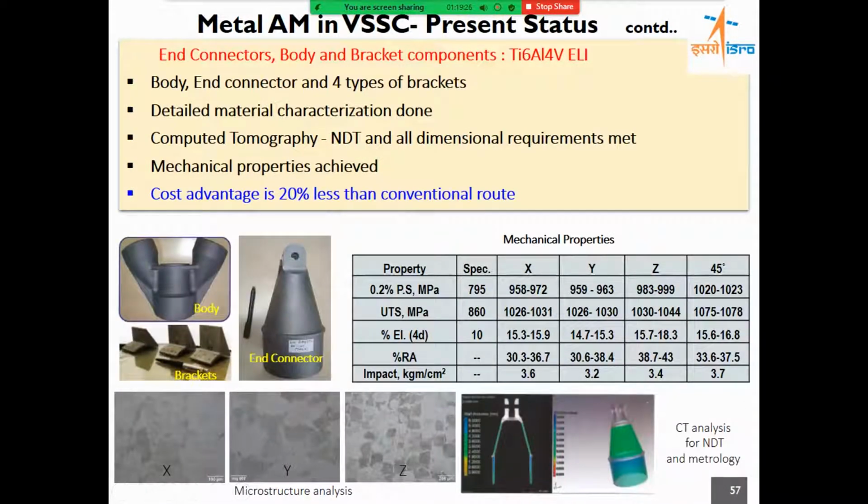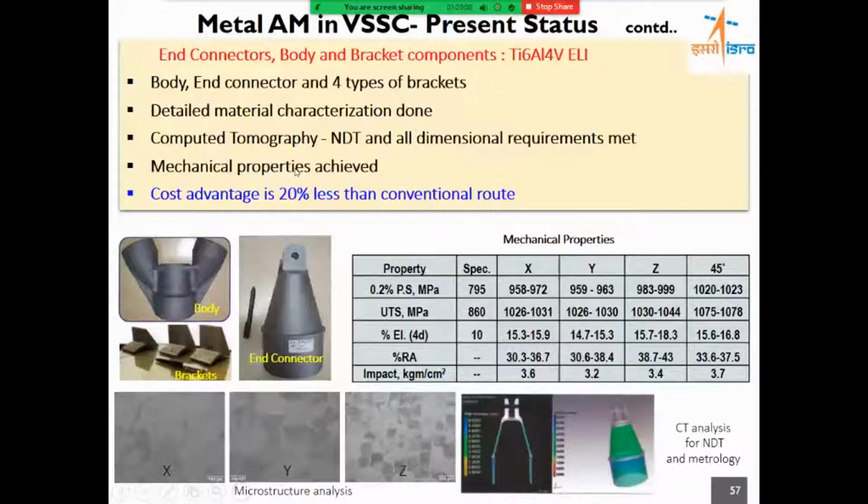Here again, in the case of titanium, we tried to develop various components such as this body, end connector, and brackets. Against the specified mechanical properties, we could get very high mechanical properties in the 3D printed components in different orientations. We have carried out testing in X, Y, Z, and 45-degree orientations, and found that in all these orientations, mechanical properties are much higher than the minimum specified values.